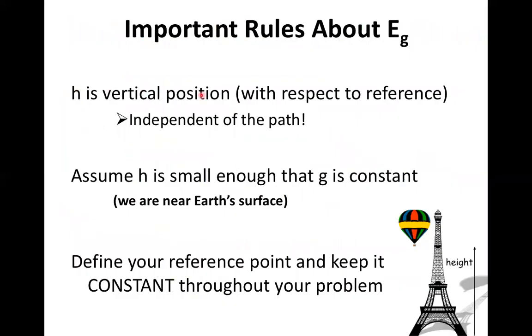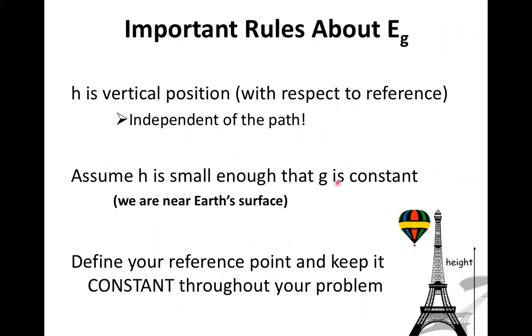So H is the vertical position above the reference. Make sure you pick your reference. With the delta H, for calculating Eg, it does not depend on the path to get to H final. We only care about the final height and the initial height. It doesn't matter how you get there.